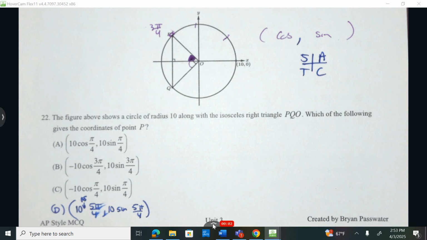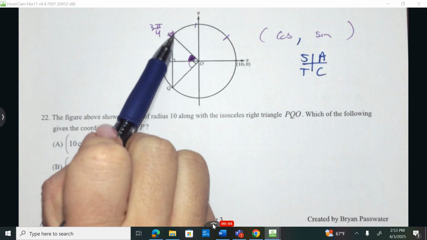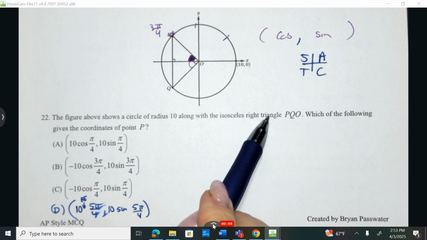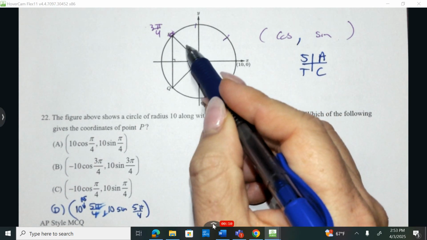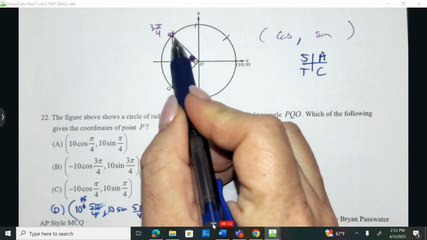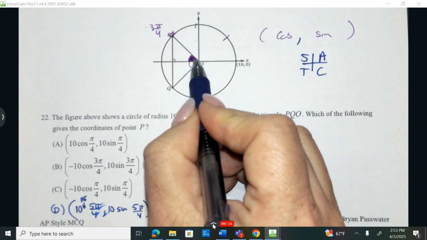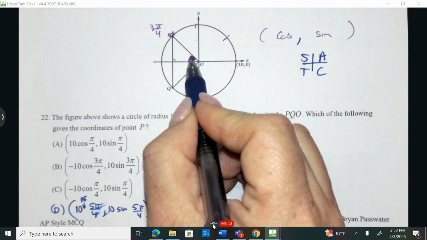Let's take a look at this. We can see we have a radius of 10 here. So we have a radius of 10 and we have a right triangle. So if this is a right triangle and this is isosceles, that means that this is going to cut this angle of 90 degrees in half, right? If this is 90 degrees, this is 45.